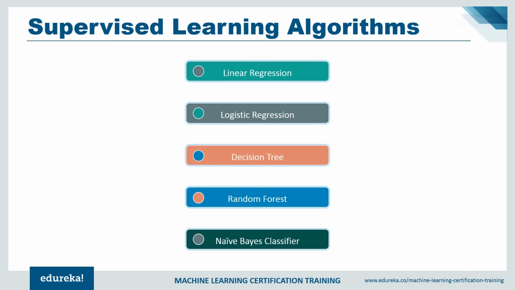Next we have decision trees. These are used for classification problems. It works for both categorical and continuous dependent variables. If we talk about random forest, random forest is an ensemble of decision trees. It gives better prediction and accuracy than a decision tree. So that is another type of supervised learning algorithm. And finally, we have the naive Bayes classifier. It is a classification technique based on the Bayes theorem with an assumption of independence between predictors. We'll get more into the details of all of these algorithms one by one.